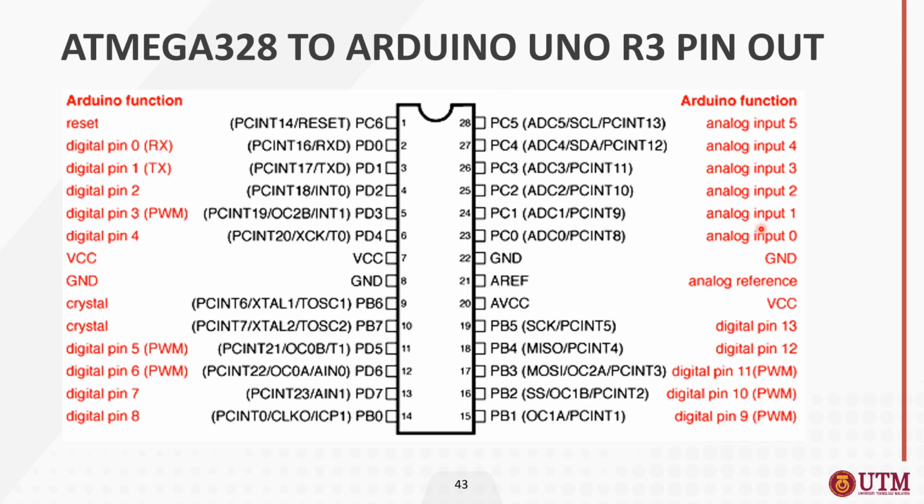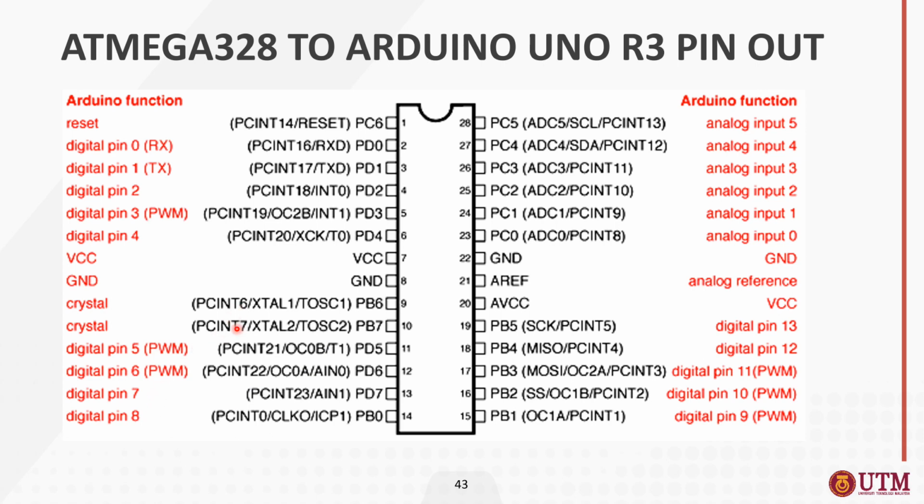Okay, so next is the ATmega328 to Arduino Uno R3 pin out. This is how the ATmega328 is mapped to the Arduino. For example, PC0 until PC5 are connected to analog input 0 until analog input 5 in your Arduino. GND here becomes ground, AREF becomes the analog reference, and VCC here connects to the VCC. PB5, PB4, PB3, PB2, PB1 are digital pin 13 until 9. And then PB0, PD7, PD6, PD5 are digital pin 8 until digital pin 5.